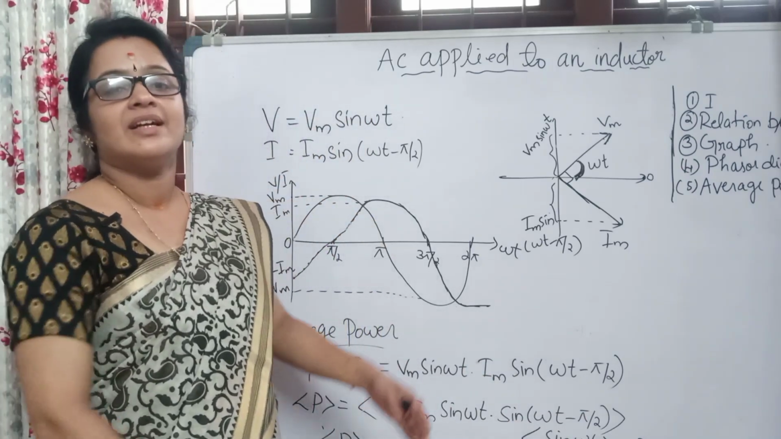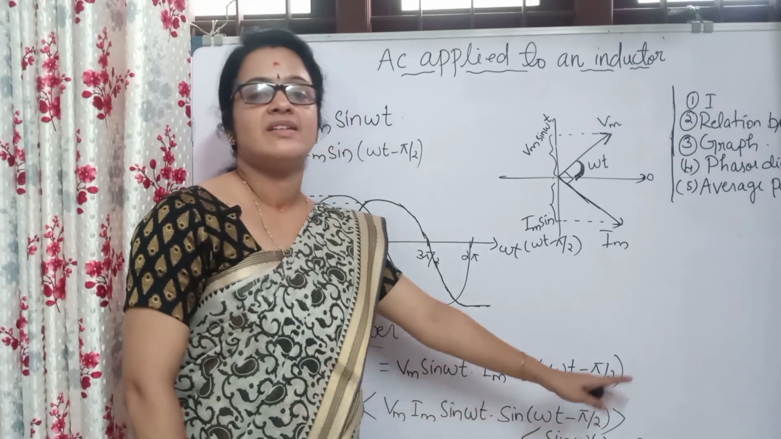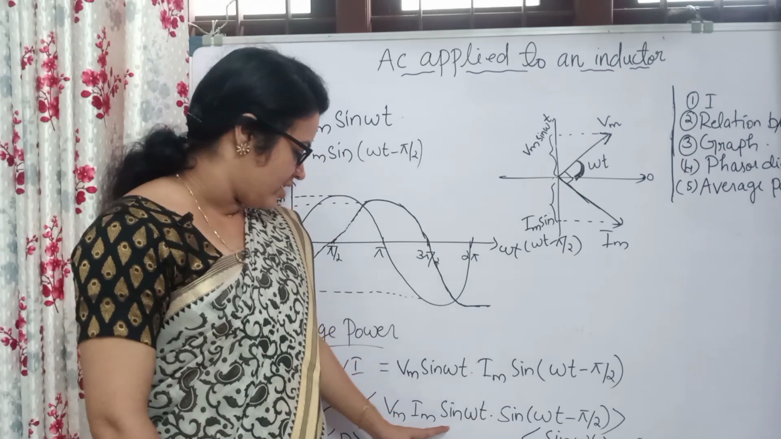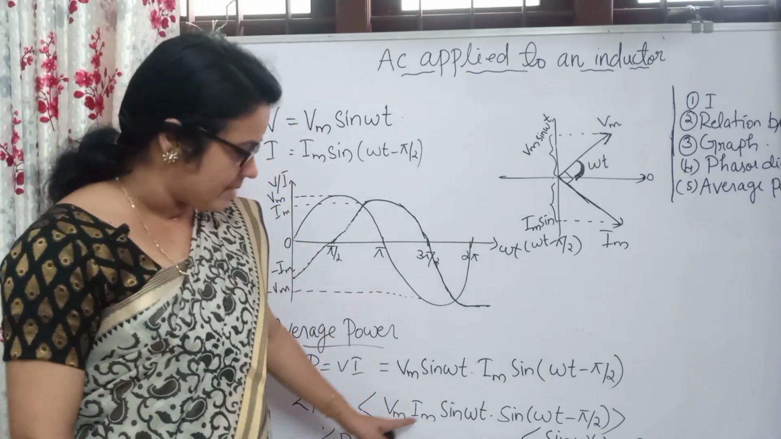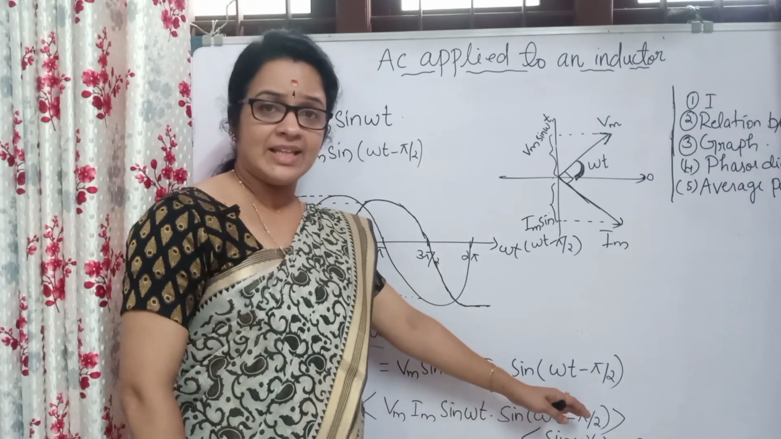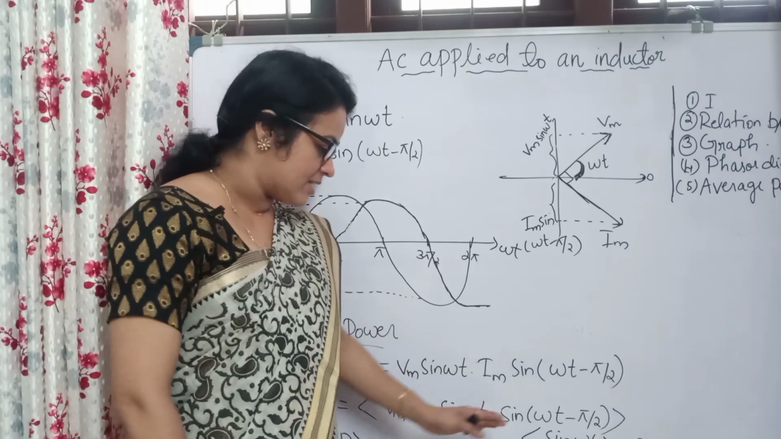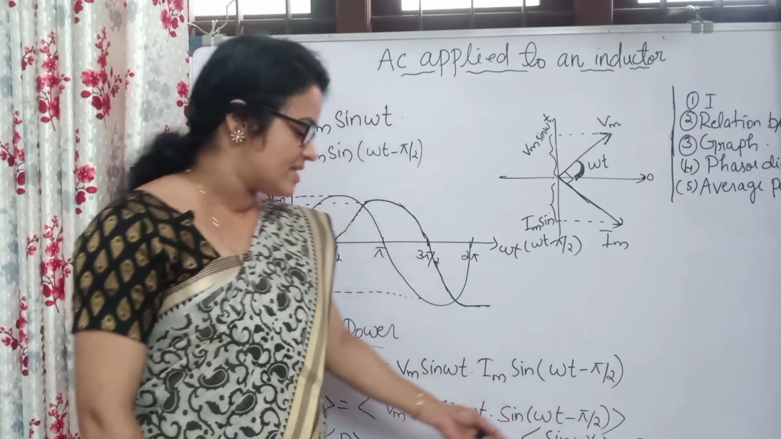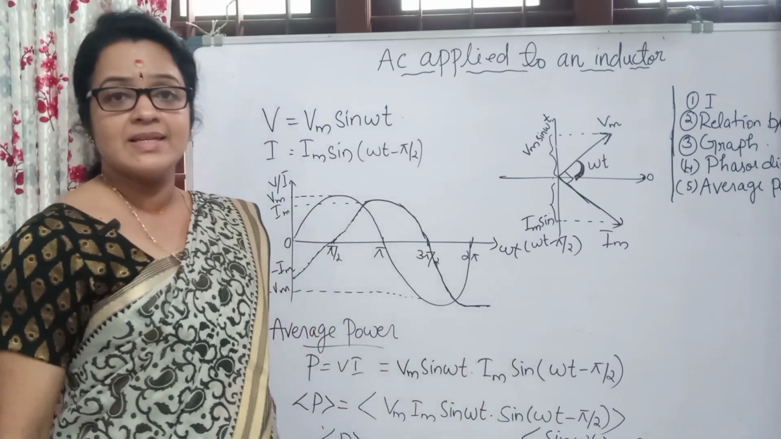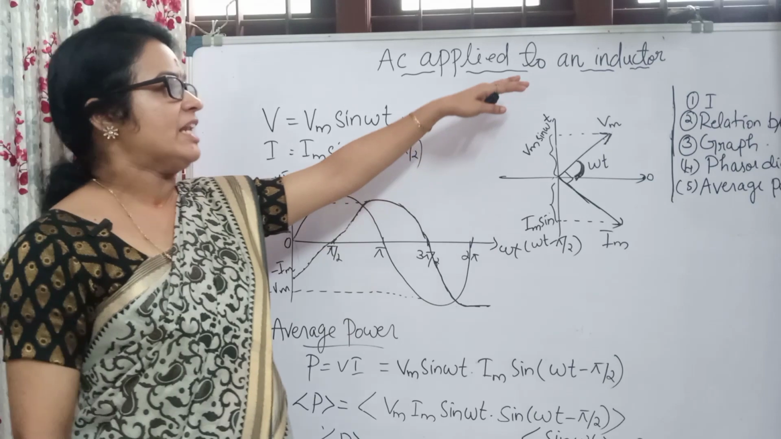And one more thing that you have to remember is that the average value of sin omega t is equal to 0. So that value we can substitute here. Here we can write Vm sin omega t and Im sin omega t minus pi by 2. That average we have to take separately, and then multiply. Then what will we get? Sin omega t is 0, so sin omega t into sin omega t minus pi by 2 is 0 itself. That is the average power in the case of an inductor.